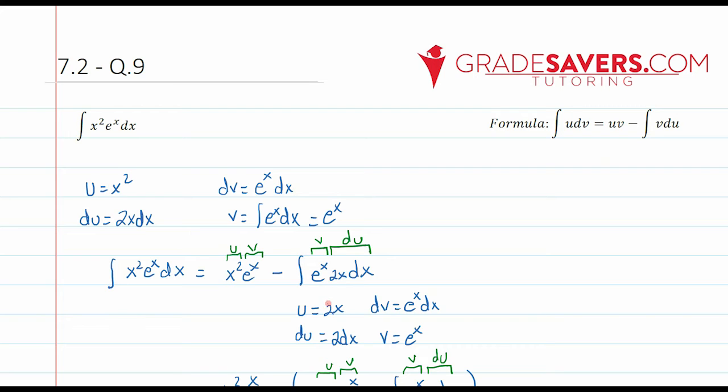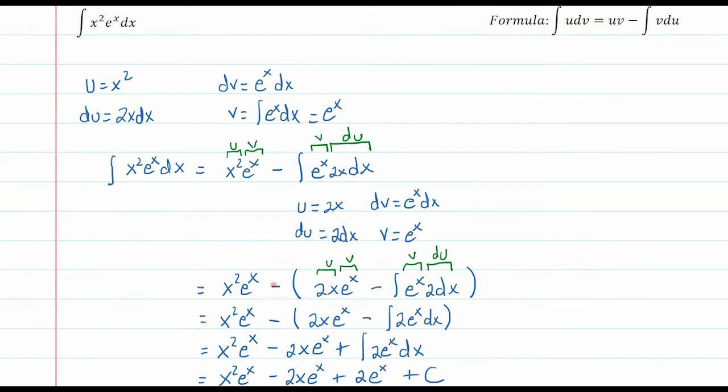So we need to select another u, and we need to select another dv. So once we select our u to be equal to 2 times x, dv is equal to simply e to the x dx. Du in our case is now equal to 2 dx, and v, which is the integral of dv, is simply e to the x. So now what we're going to do is evaluate this integral here, down here.